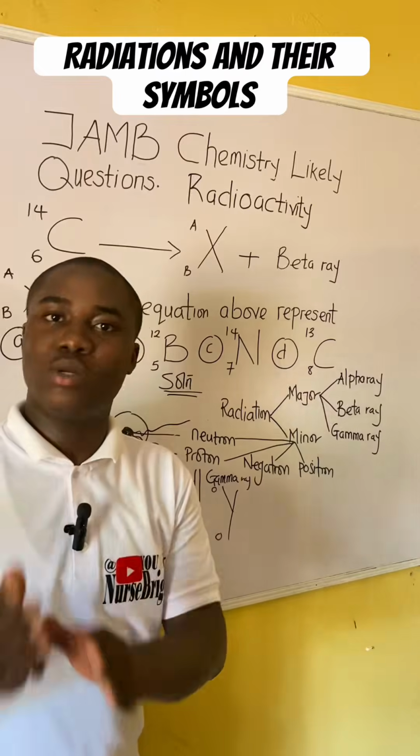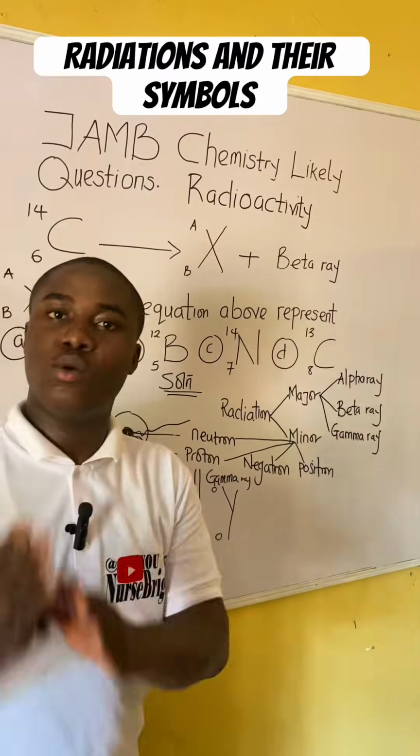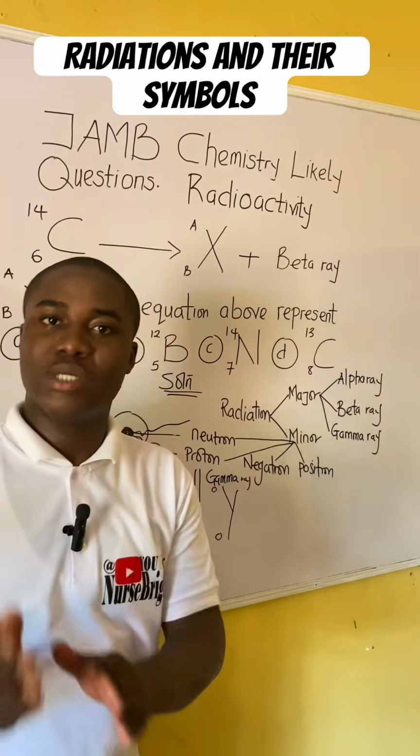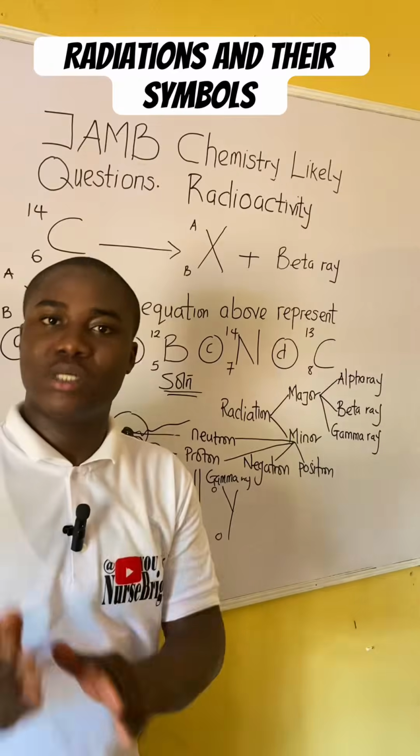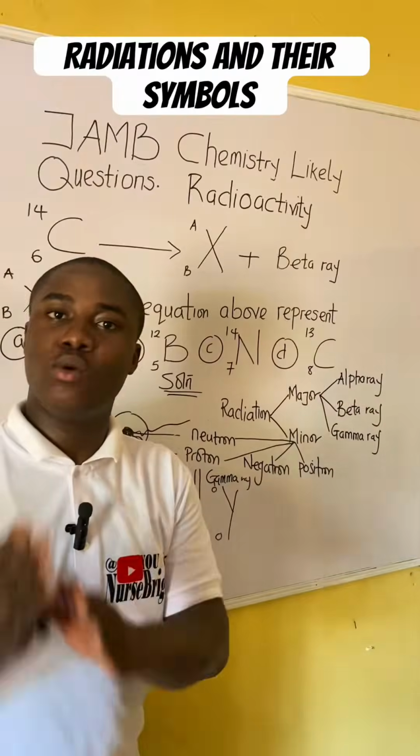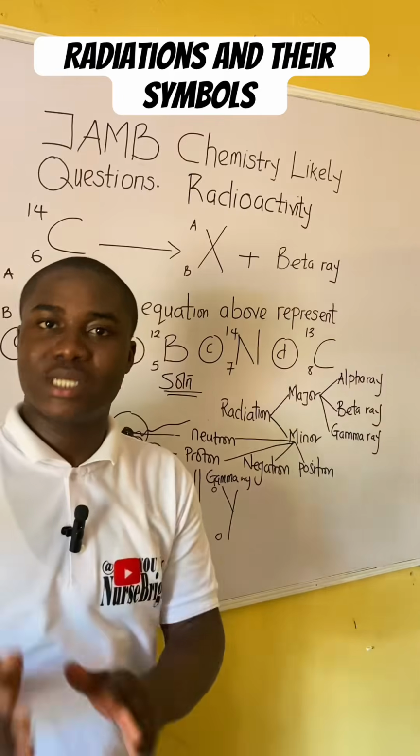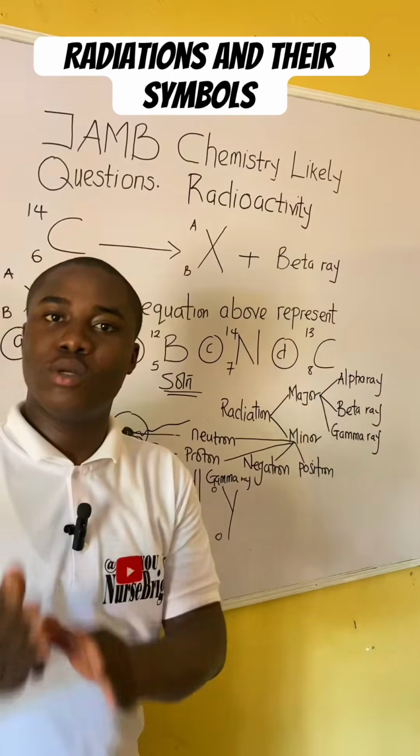Now moving further, let's quickly talk about the minor radiations and their symbols. Now I told you positron is simply an electron, but it is an electron with a positive charge. So I'm going to symbolize this as E. Are you there? Remember, electrons normally are negatively charged. Like negatron is a negative electron. So let's pull their charges.